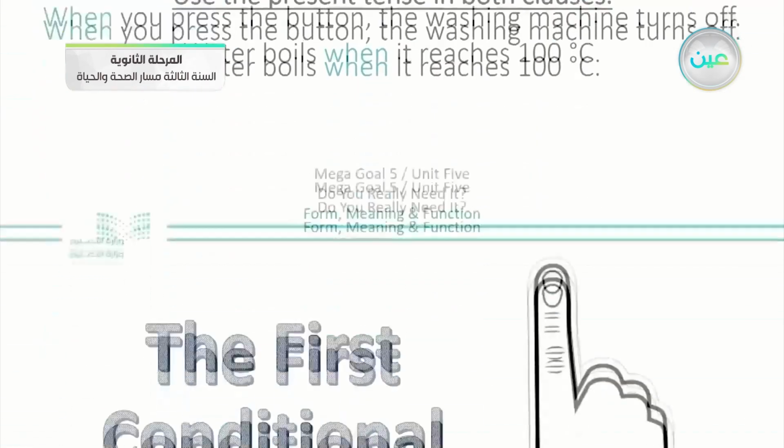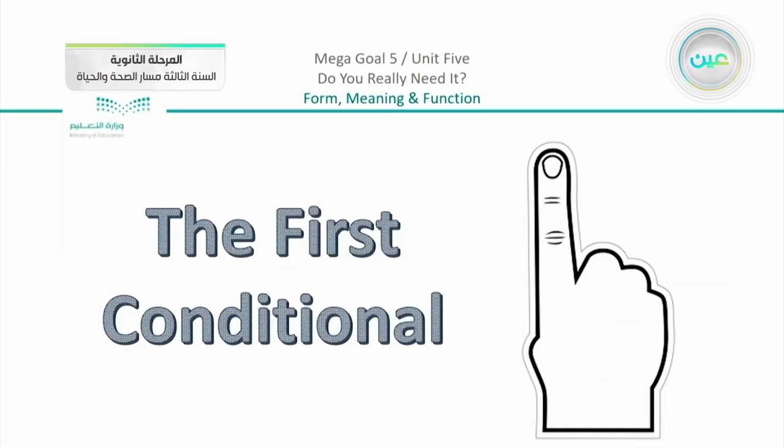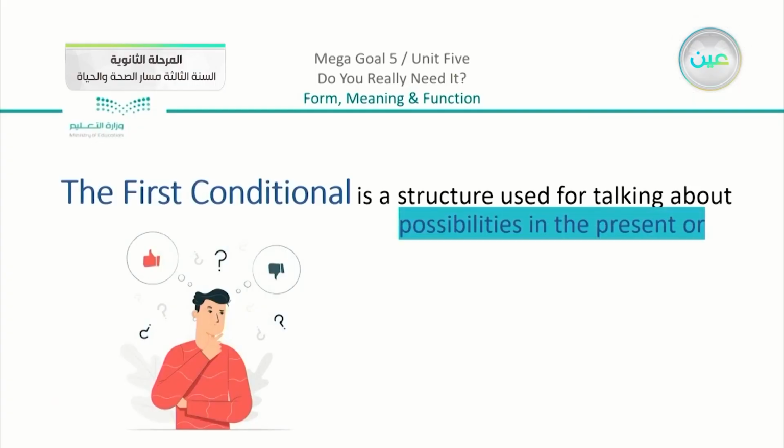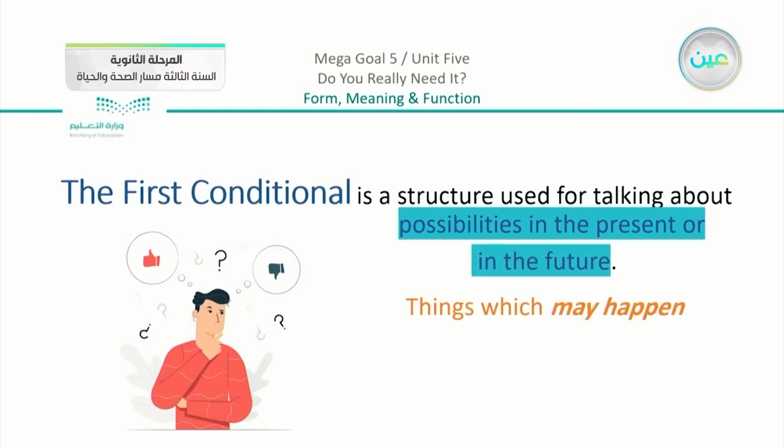Now moving on, we have the second type. We talked about the zero conditional, and you can see here that we have the first conditional. Now the first conditional here is a structure used for talking about possibilities in the present or in the future. So we can give this possibility in the present, or it can be concerning something in the future.